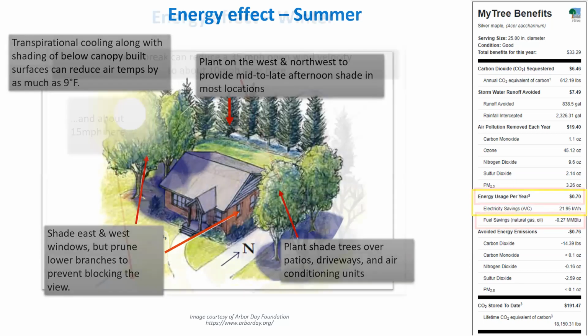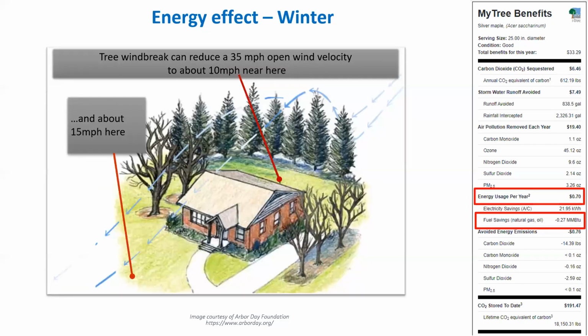Additionally, in the winter, trees can provide windbreak depending on where they're planted around your home. This can save you money on fuels to heat your home. I will note that there is sometimes a negative effect because you're shading the home. You might have an increase on that level, but typically your energy savings in the summer are going to outweigh that negative impact on your home.